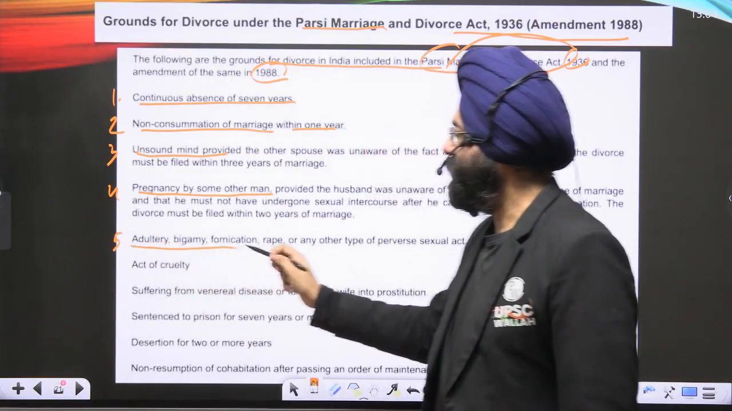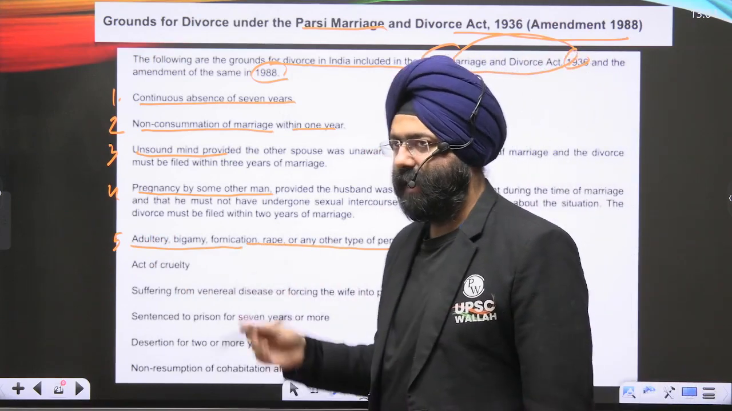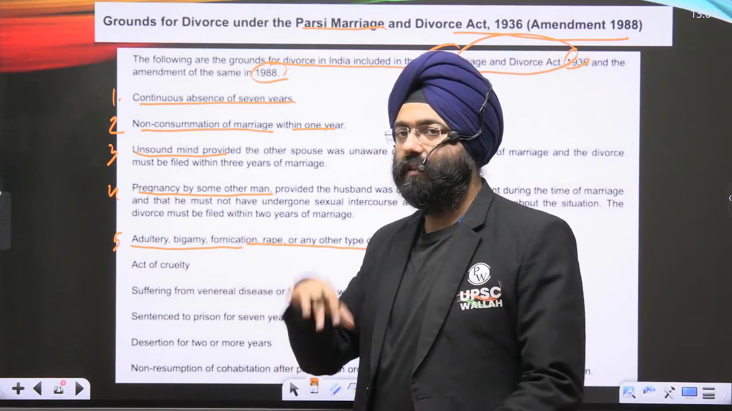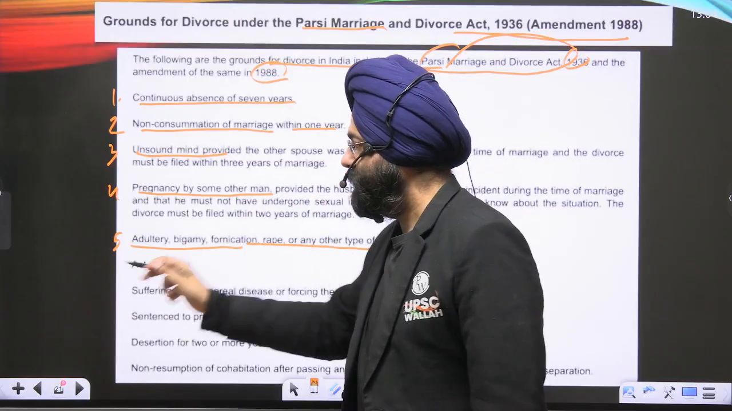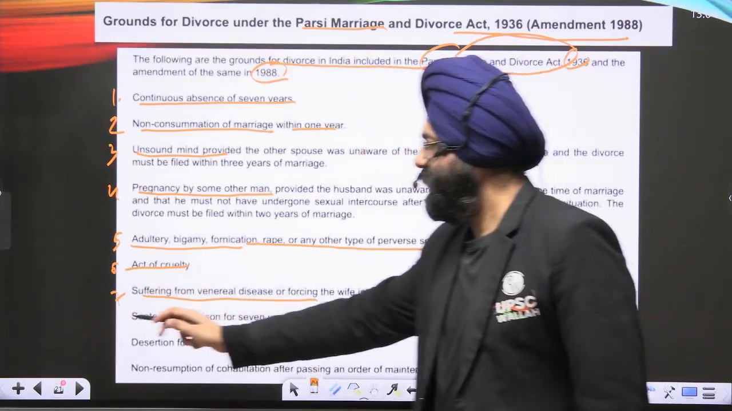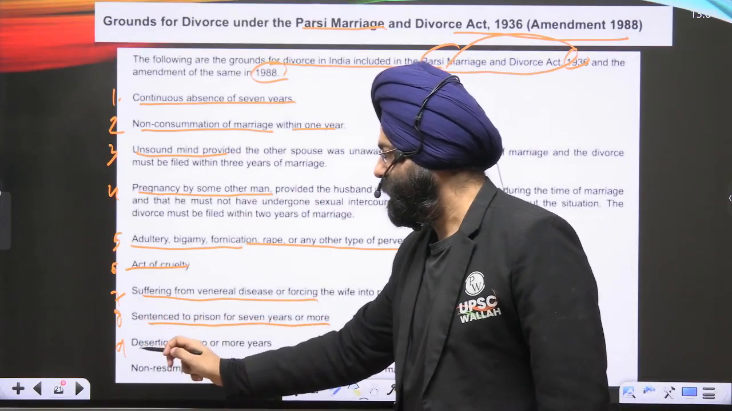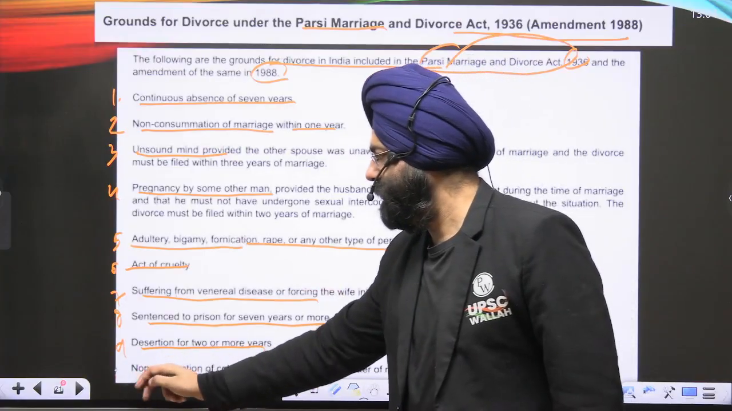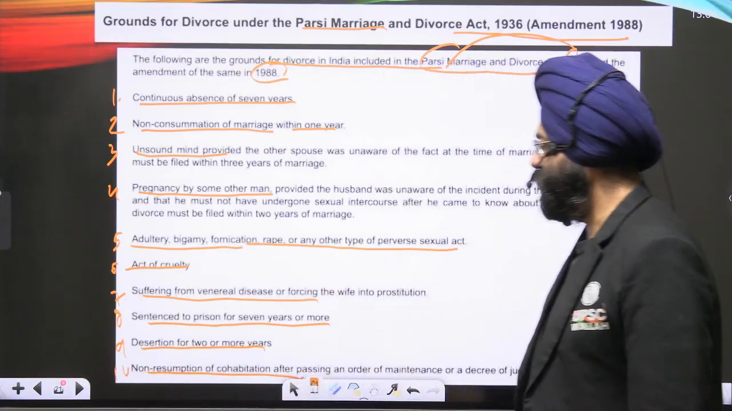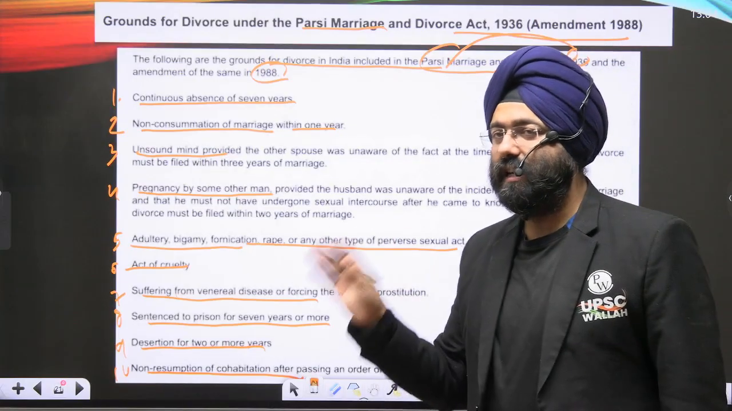Adultery, bigamy, fornication, rape, or any such sexual act by a man, let us say, or a woman for that matter, then the other spouse can file for a divorce. Sixth, act of cruelty. Seventh, suffering from venereal disease. Eighth, sentence to imprisonment for 7 years or more. Ninth, desertion for 2 or more years. And tenth, non-resumption of cohabitation. That is very similar to what was in the Hindu Marriage Act also. So these are the grounds for divorce.